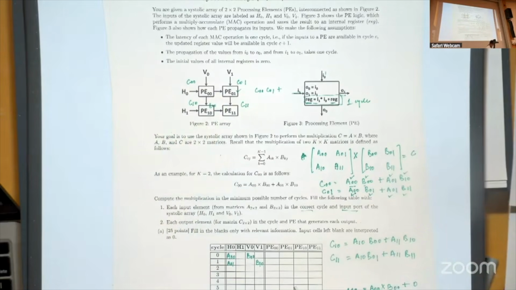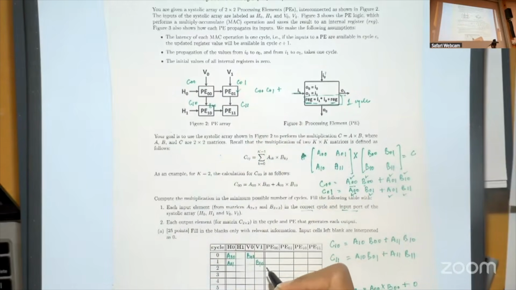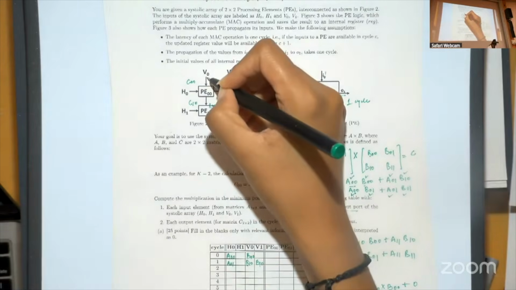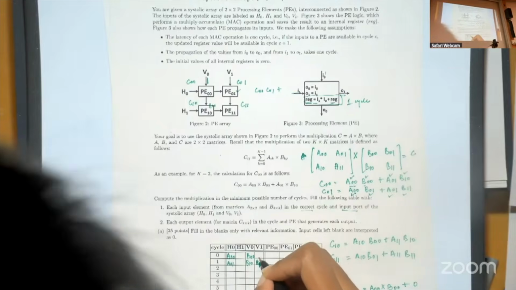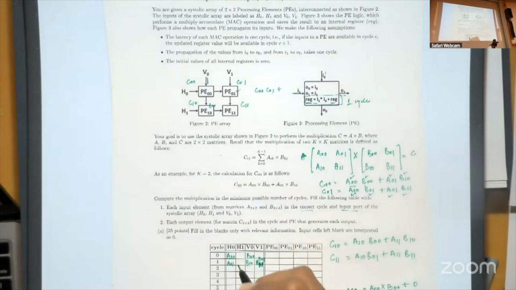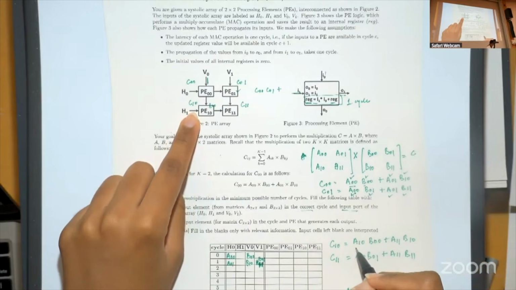So in this cycle, as V1, we will pass, sorry, this will be B10 because we have to pass it here and it has to compute, and this will be B01. And as H1, it has to compute C10, so A10, B00, A11, and B10. So here we will pass this A10 because it already has B00.